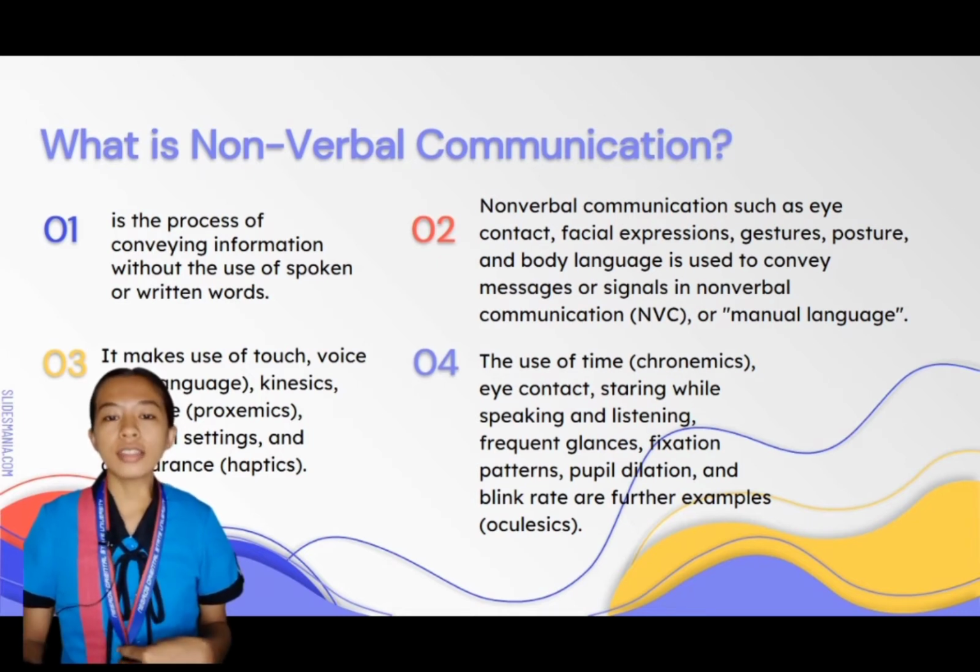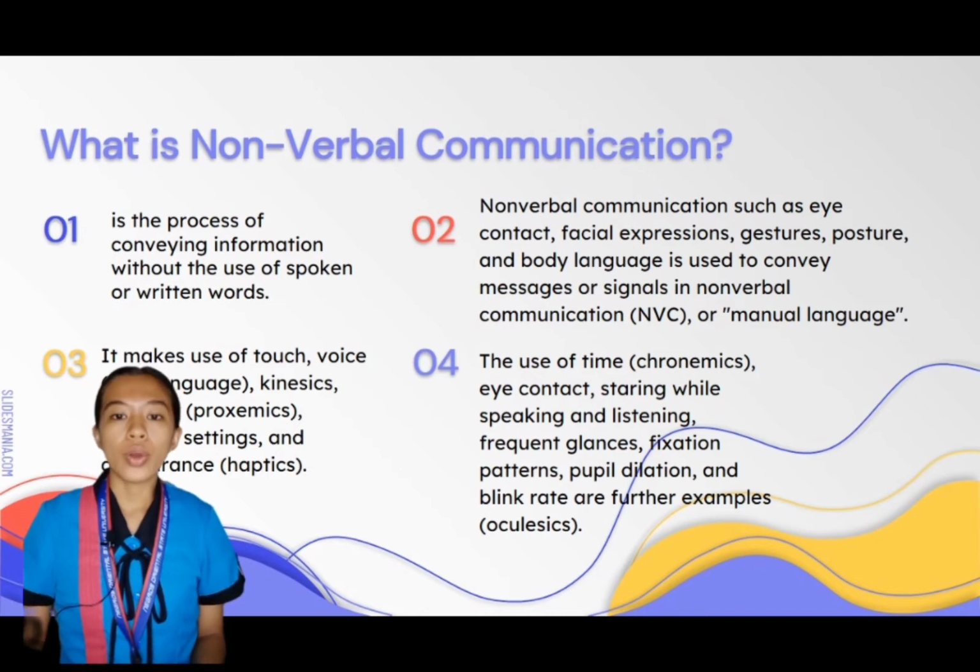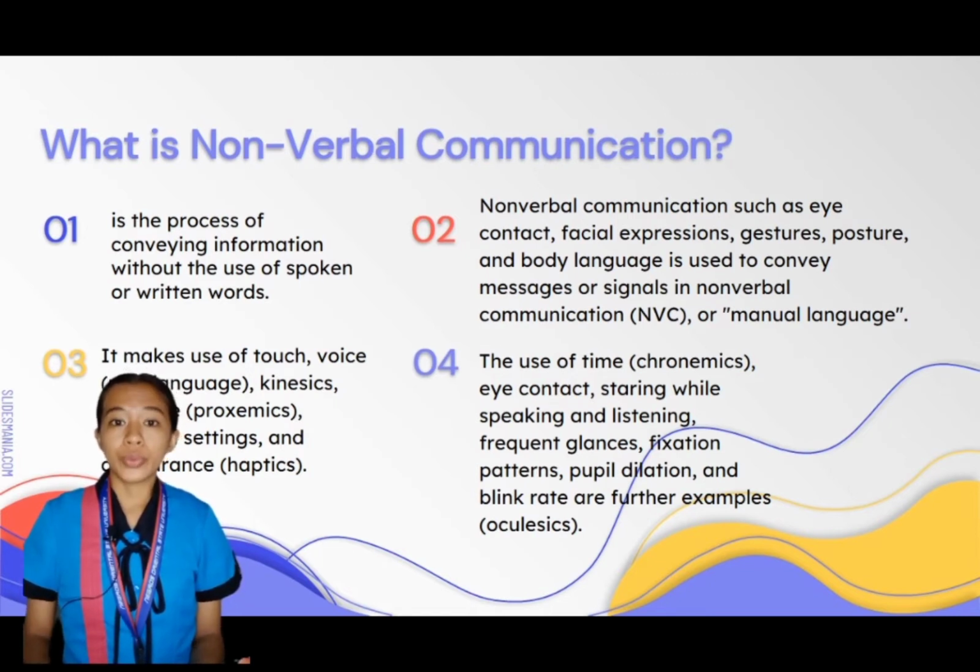Non-verbal communication is the process of conveying information without the use of spoken or written words. Non-verbal communication, such as eye contact, facial expressions, gestures, posture, and body language, is used to convey messages or signals. Non-verbal conduct may highlight specific aspects of verbal communication, much like italicizing accentuates written material.